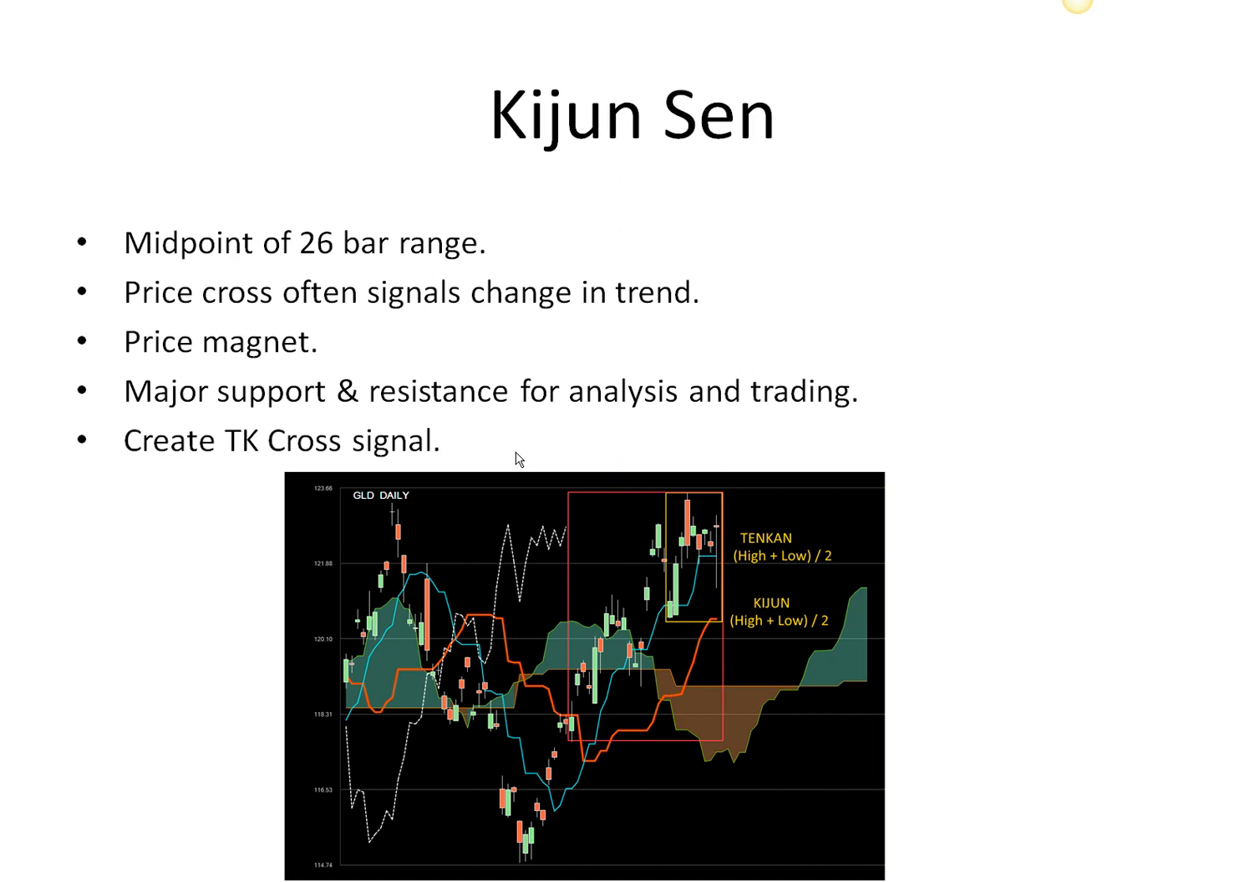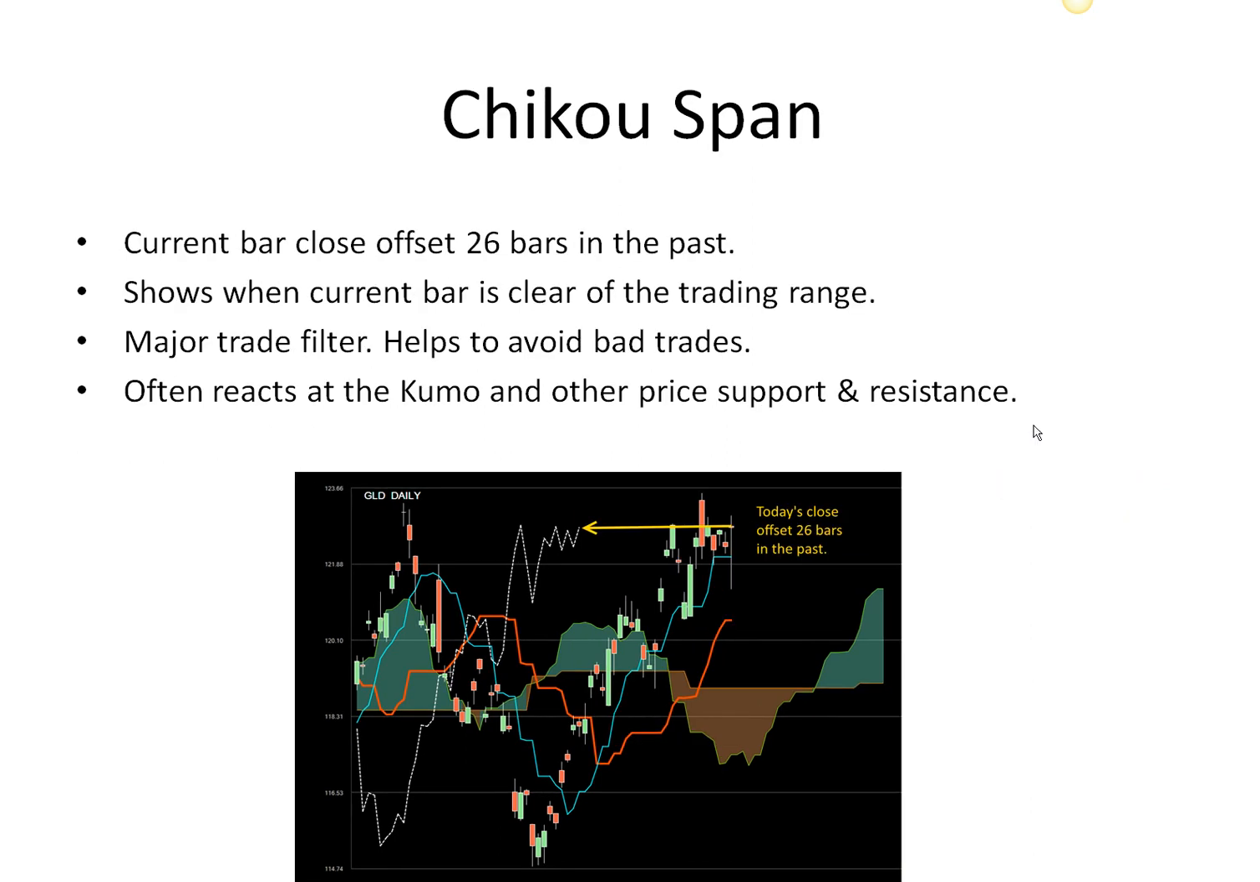Now, because the Kijun Sen is the midpoint of a 26-day range, or a 26-bar range, it often acts as a price magnet, and price will return to the Kijun Sen. And we use the Kijun Sen as major support and resistance both for our analysis and for trading. And the Kijun Sen is the second part of the TK cross signal that we'll discuss in a future video.